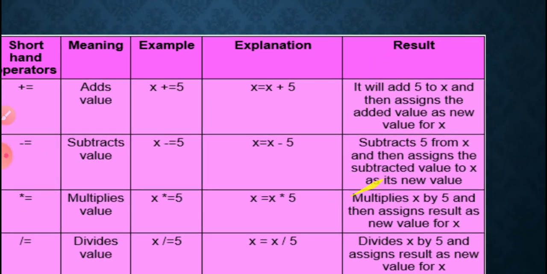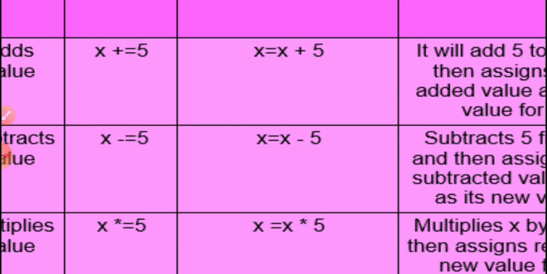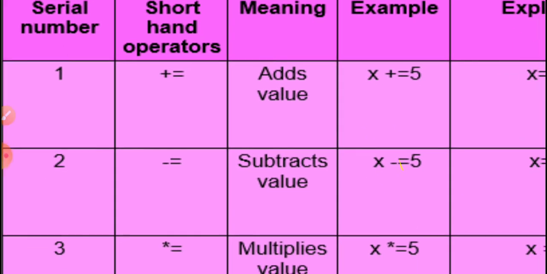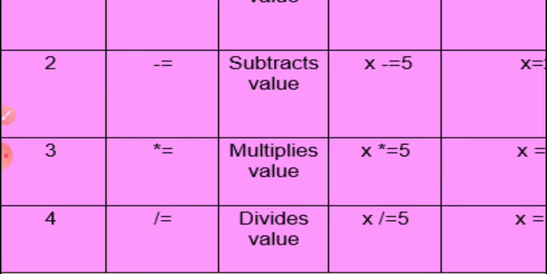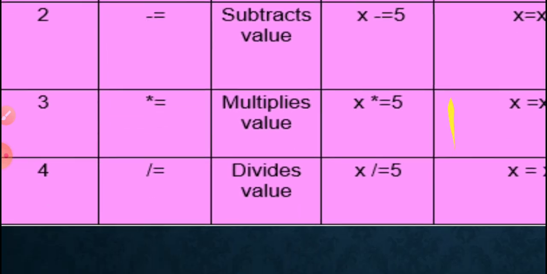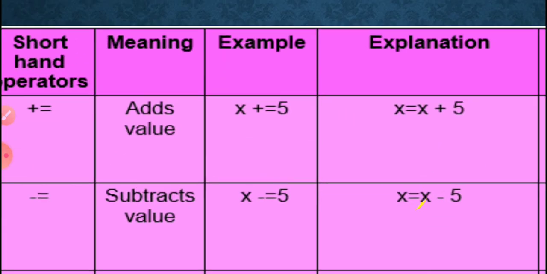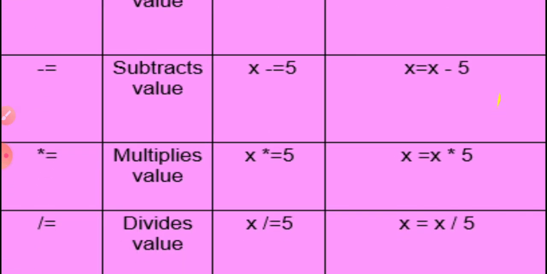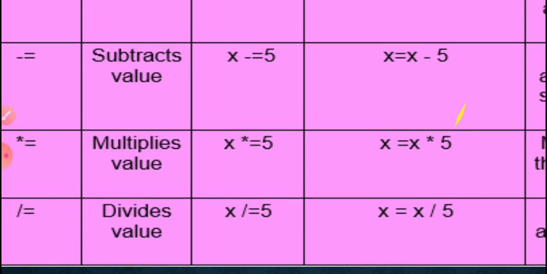See the assignment operators here. Examples for assignment operators: plus equal, minus equal, multiplication equal, slash equal. x plus equal to 5, that is x equal to x plus 5. x minus equal to 5, that is x equal to x minus 5. x multiplication equal to 5, that is x equal to x multiplied by 5. x slash equal to 5, that means x equal to x divided by 5, that is the division operator.